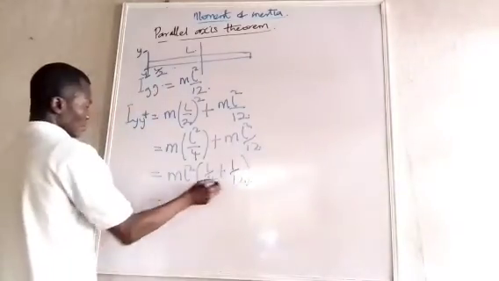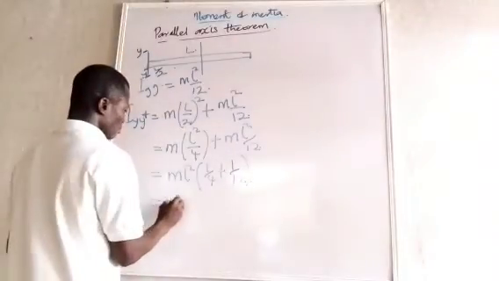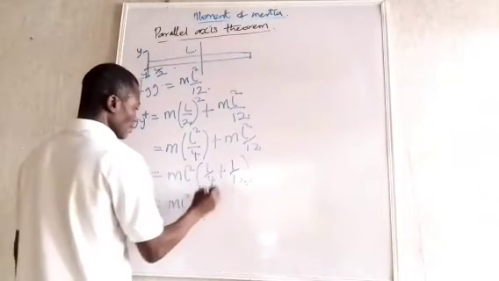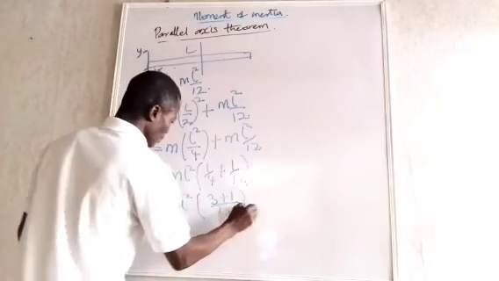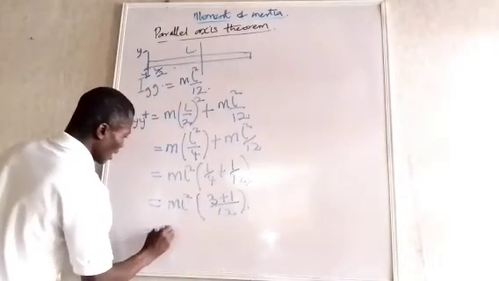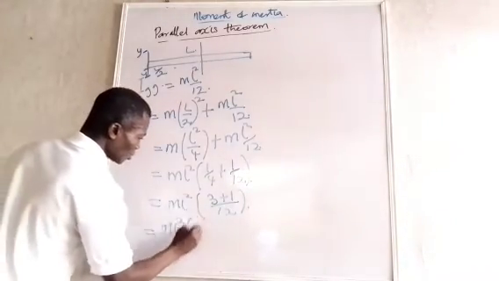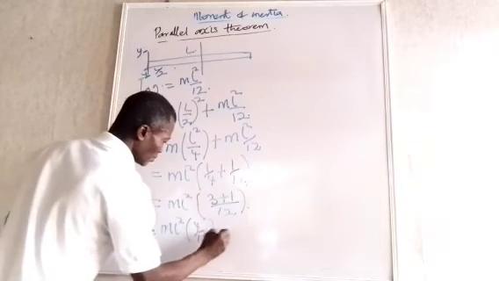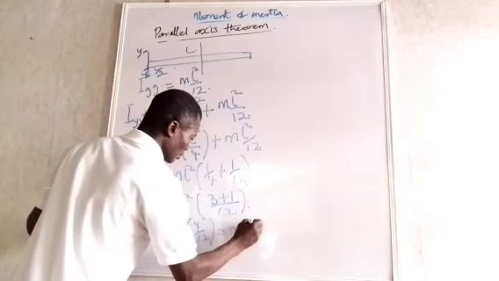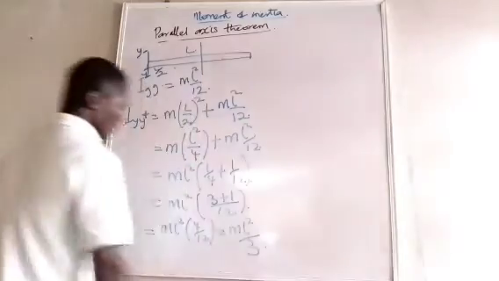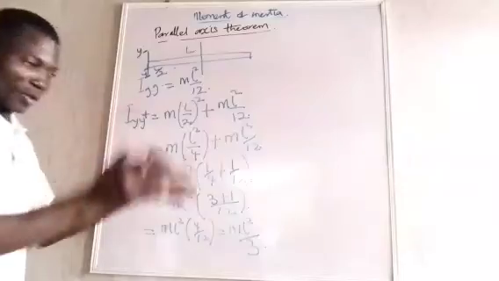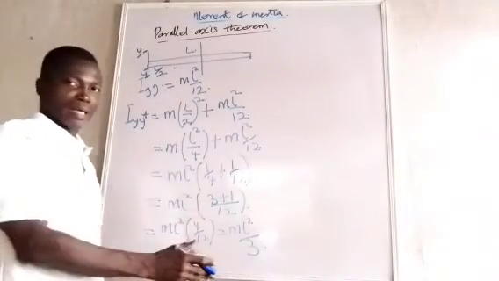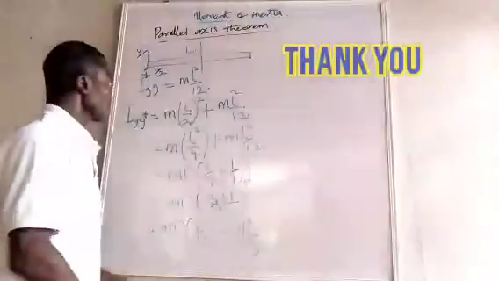Let me just do it straight. 3 plus 1 over 12, which is M L squared into 4 over 12, so M L squared over 3. So you can see that this has just shown us that what we derived is reliable. That is all. Thank you.